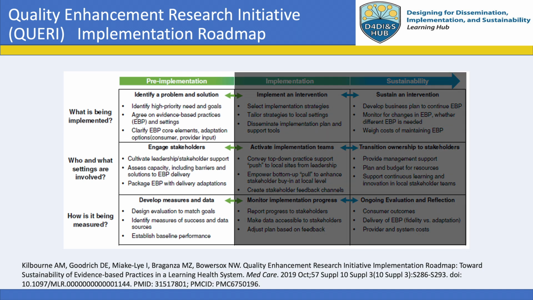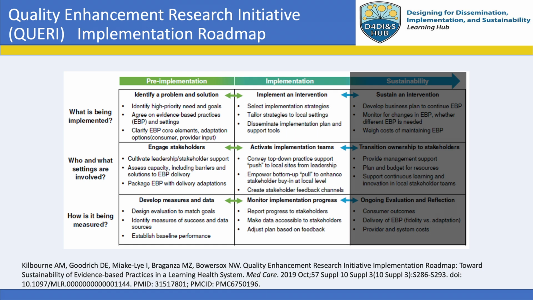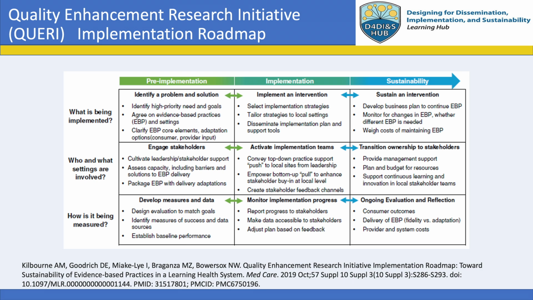In pre-implementation, you begin to identify high-priority needs, engage partners, and learn about local environments and culture. In implementation, you will use strategies that support frontline implementers to adopt interventions. And finally, in sustainability, you will analyze the business case for sustaining an effective intervention and hand off to local operations. The roadmap can help make implementation science more user-friendly and accessible to frontline partners who need to apply this knowledge.